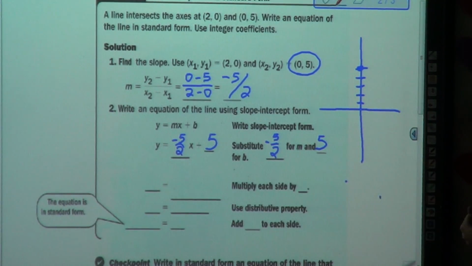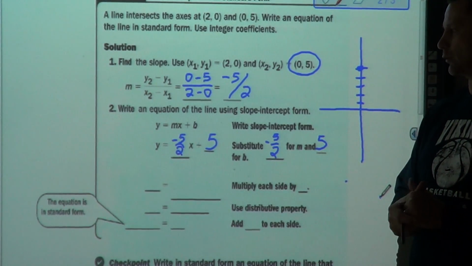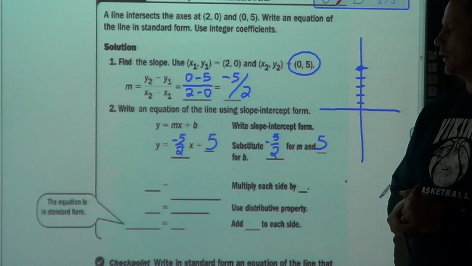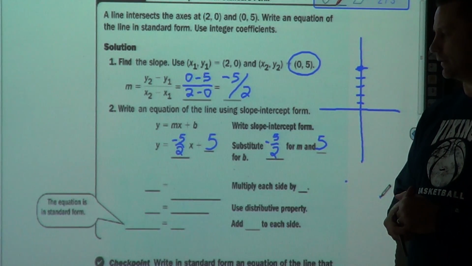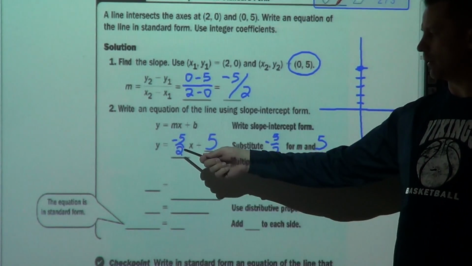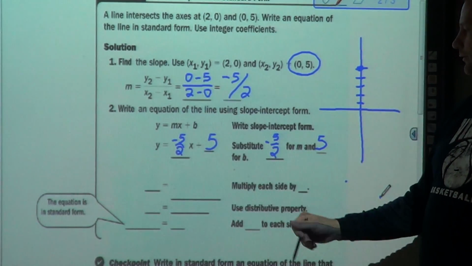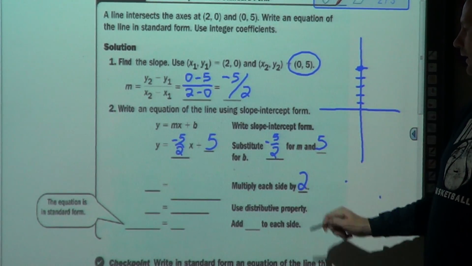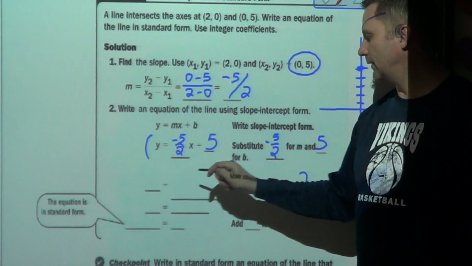So now we have a fraction. Okay, we can't have a fraction and have it be in standard form. So I remember I said you were going to have fractions. You're just going to have to get rid of them. To get rid of fractions, we see what the denominator is. And the denominator is the bottom number. The bottom number here is 2. Okay, so whatever the denominator is, I'm going to multiply everything by 2. Okay, so it's going to look like this.